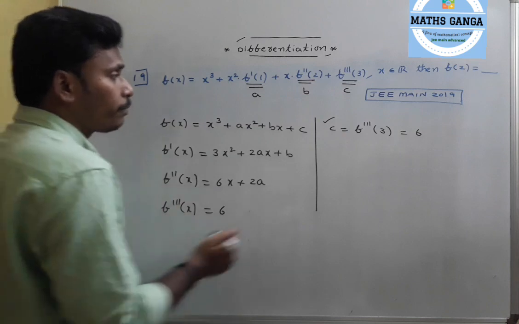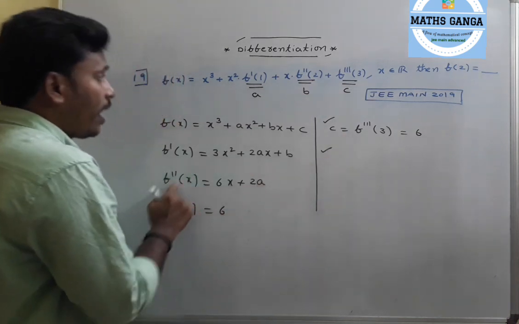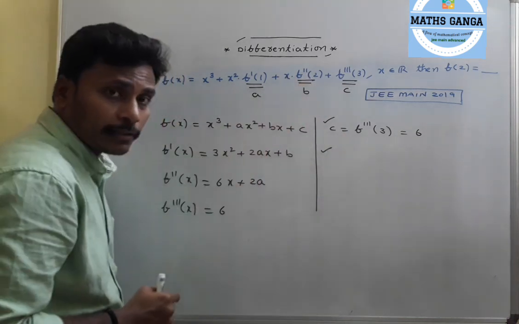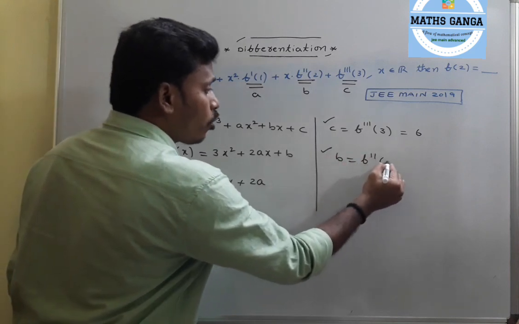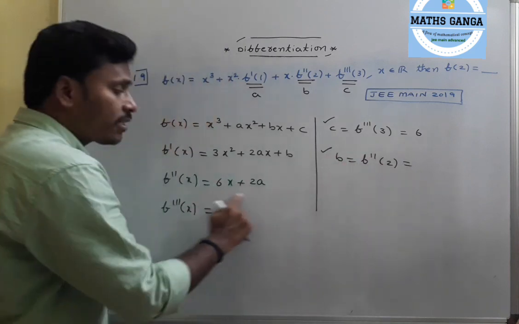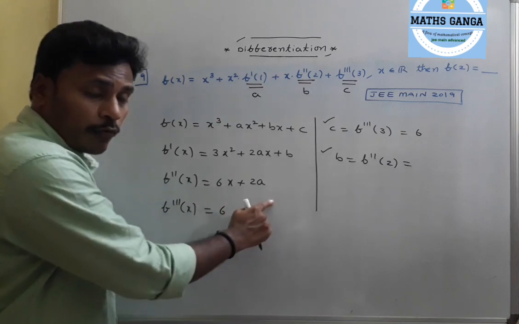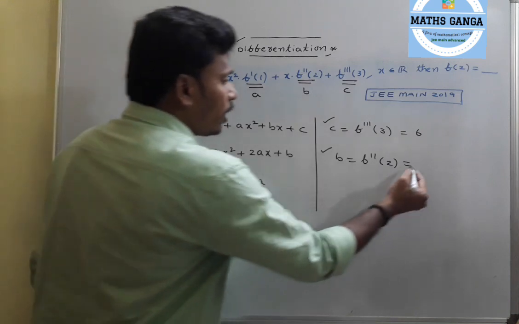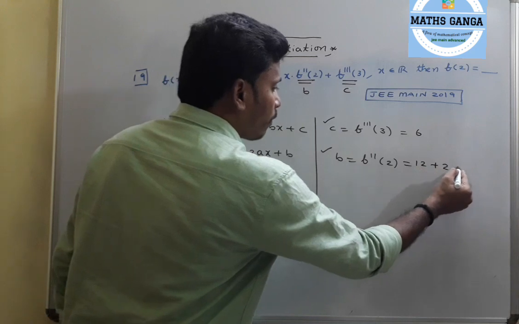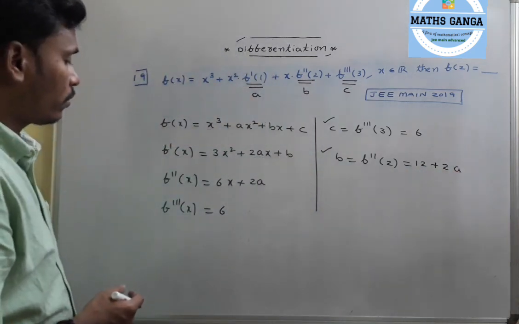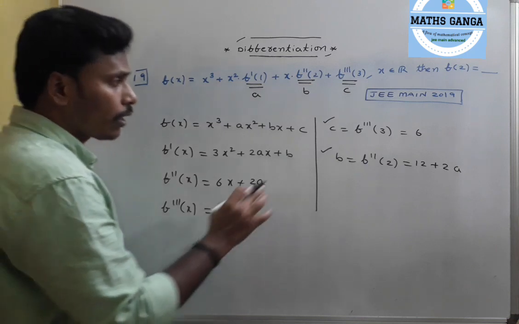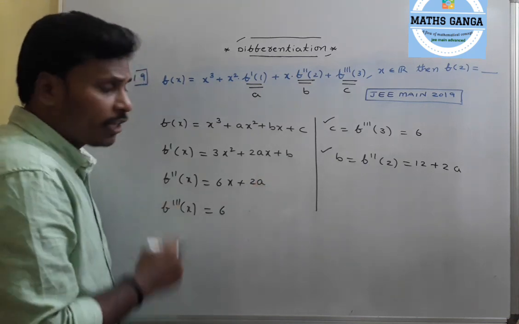And coming to the second one, f double dash of 2 is given as b, right? So b is equal to f double dash of 2. Here in f double dash of x, replace x with 2, and it becomes 12 plus 2a. So b is equal to 12 plus 2a is one relation.